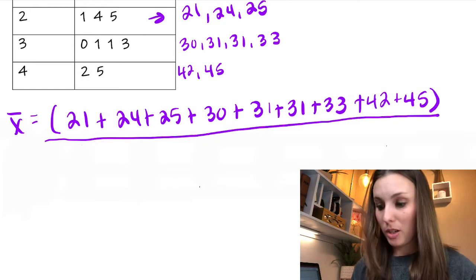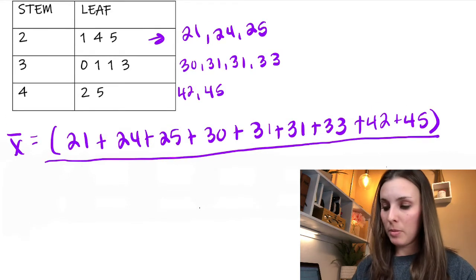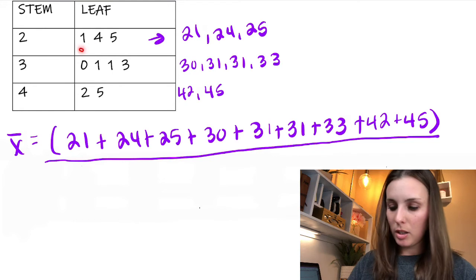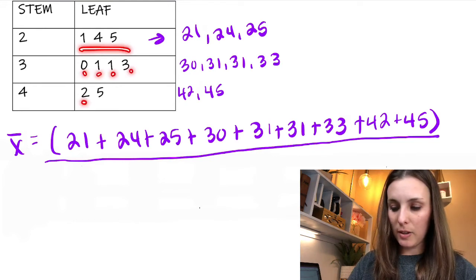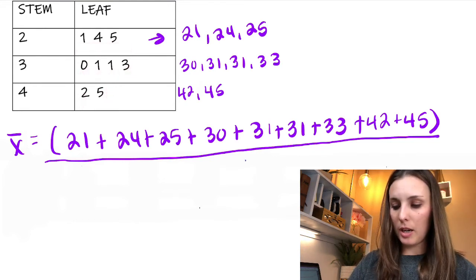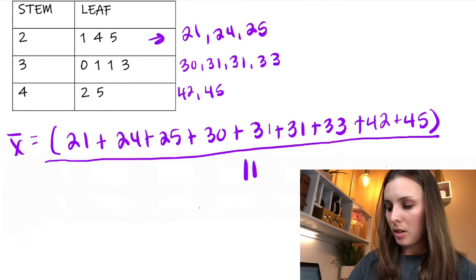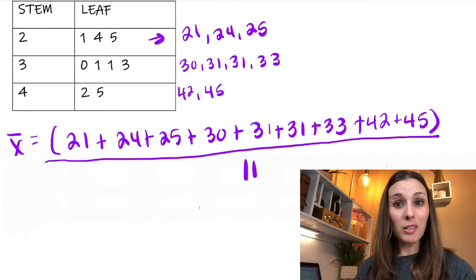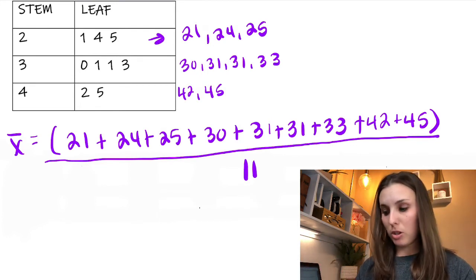Okay, and then we're going to count the number of items. Sorry, side rant. 3, 6, 7, 8, 9, 10, 11 items. And then I just type it in the calculator. Or you can add it by hand if you want to, which is fine.